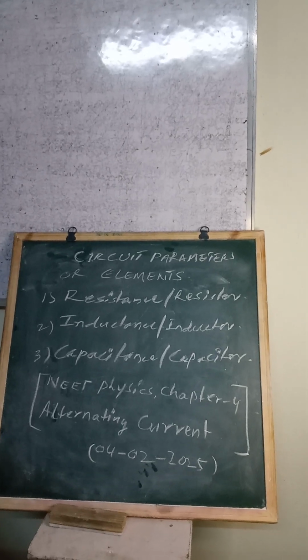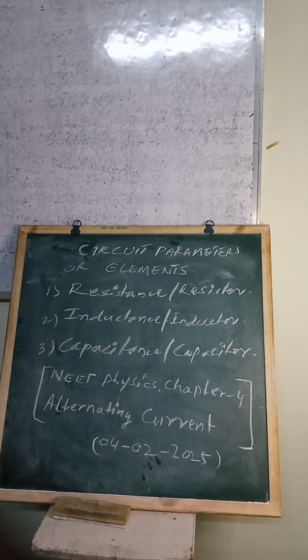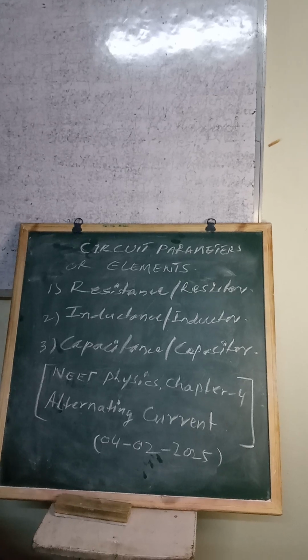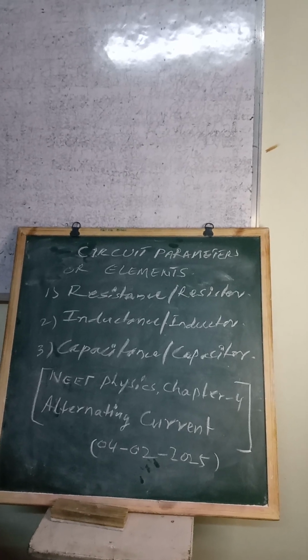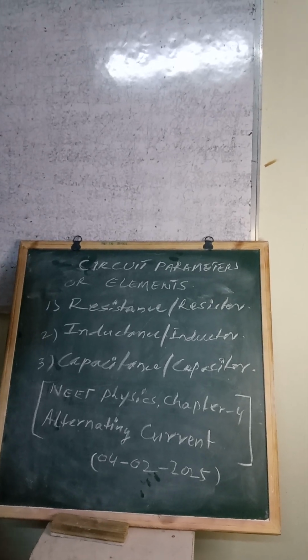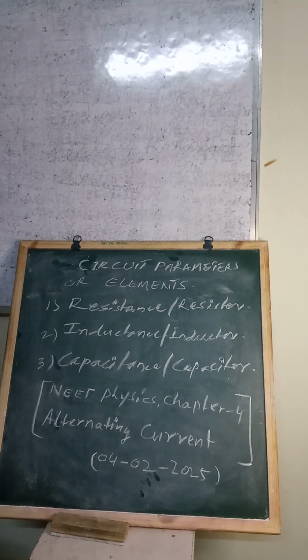For the NEET physics class, chapter number 4, alternating current. Today is 4th February 2025.